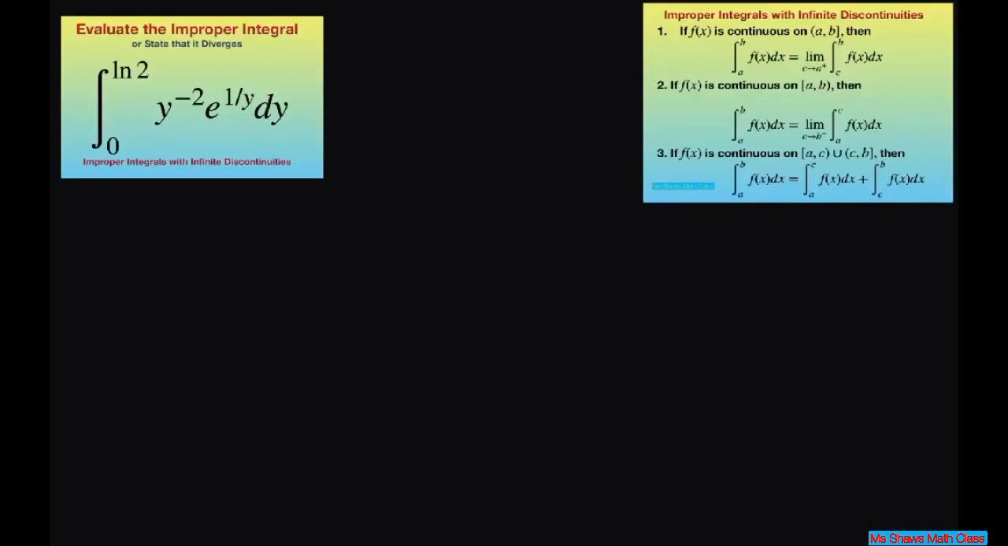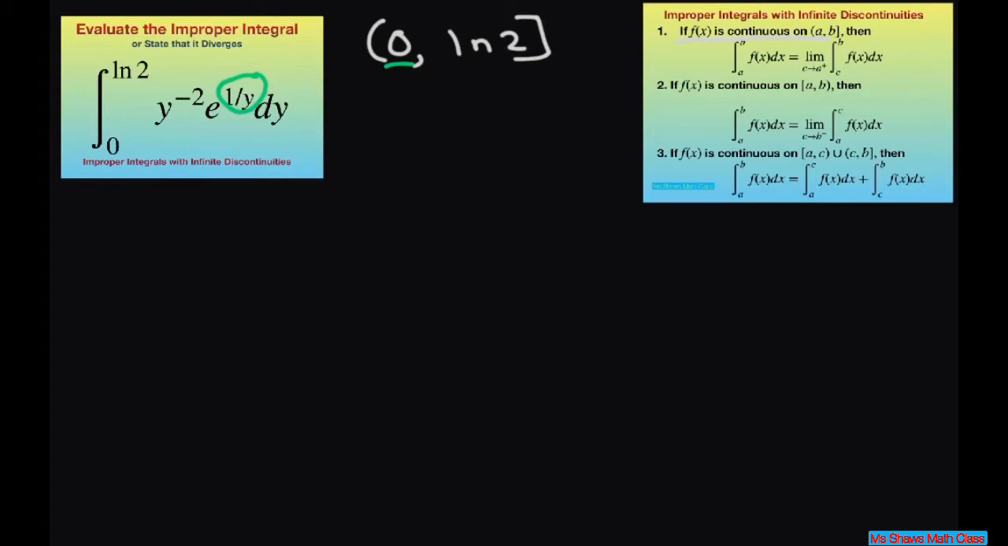Now, this is improper because we have an infinite discontinuity at 0. And so it's continuous on (0, ln 2]. It can't be 0 because of this right here. It's undefined.